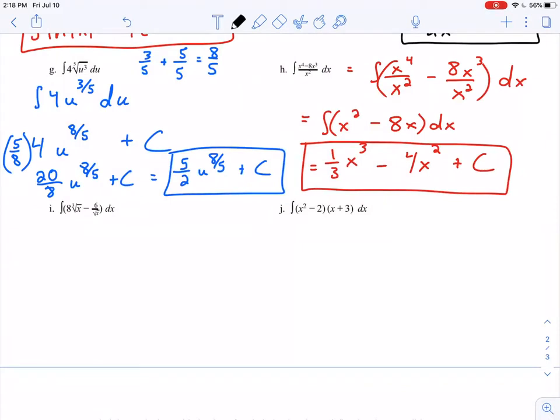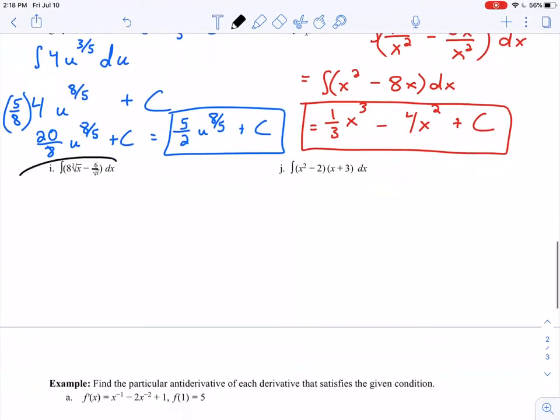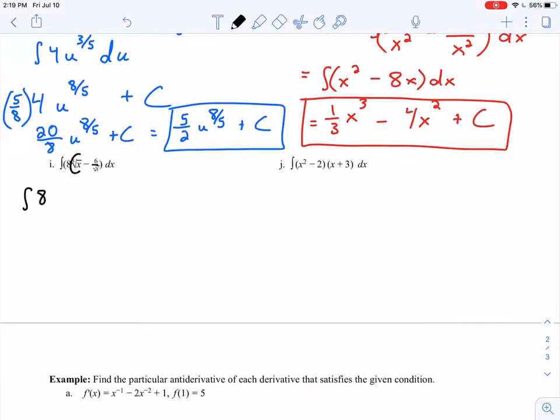Two more here. In part I, we've got the indefinite integral of 8 times the cubed root of x minus 6 over the square root of x dx. And here in this problem, it's going to take a little bit of rewriting. I probably want to rewrite this as 8 cubed root of x. This is really x to the first power.